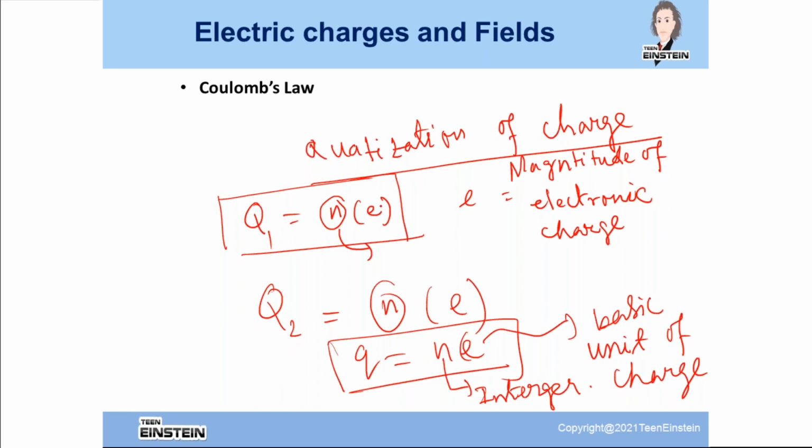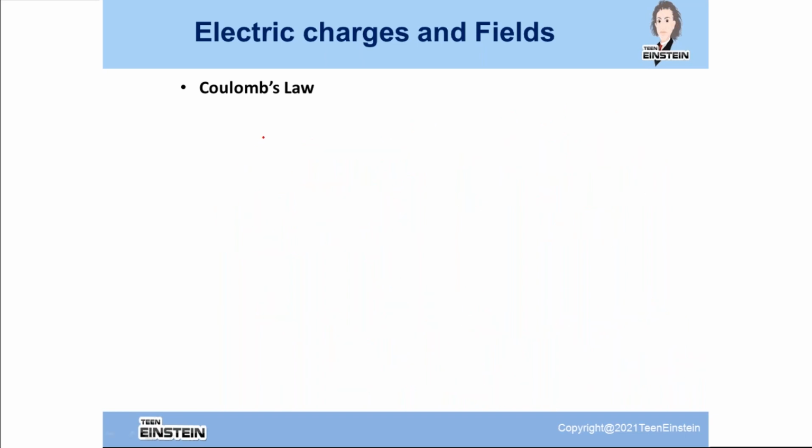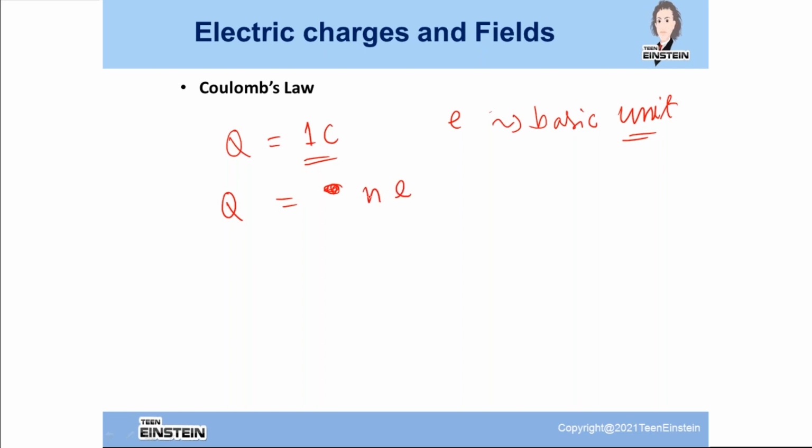Now let us take one example that we had taken the other day also. Suppose I have 1 coulomb charge, q is equal to 1 coulomb. Can you tell me how many electrons, or how many basic units, are there here? I am taking the electronic charge as the basic unit. So how many e are there in this 1 coulomb charge? I have to write Q is equal to n into e. The integer number n I have to find out, and this e I know.